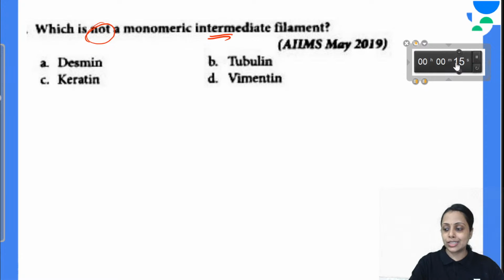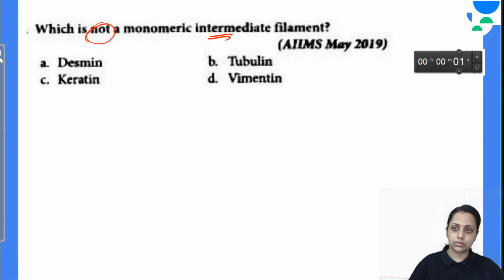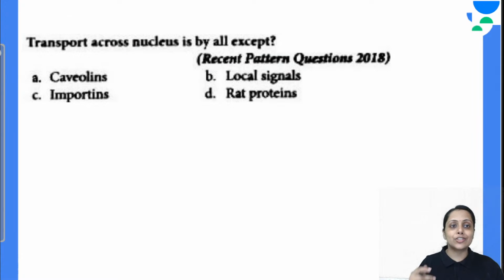Which of the following is not an intermediate filament? Tubulin is a microtubule, not an intermediate filament. So answer is B. Very good. Coming to the next one. Transport across nucleus is all by except cabulin, local signal, importin, or the Ran protein.